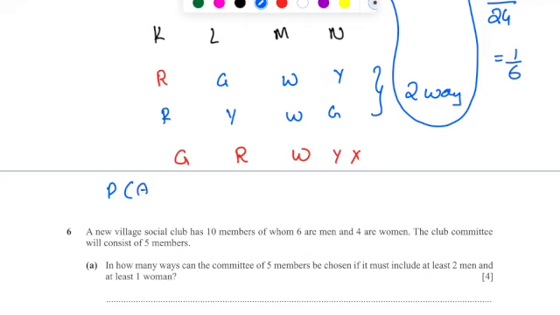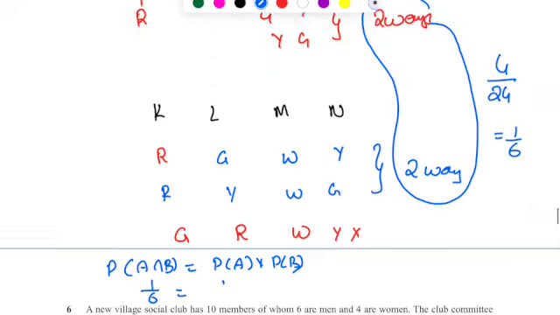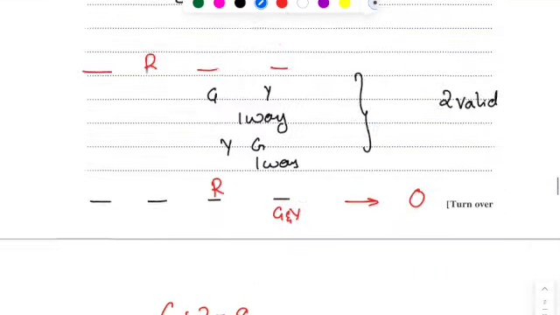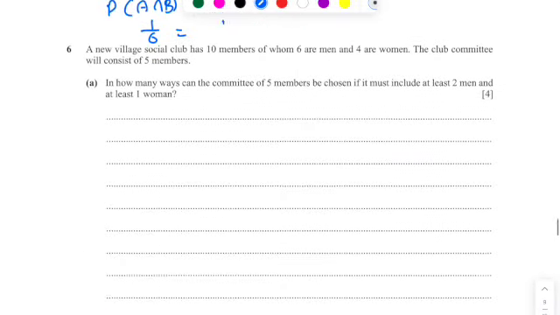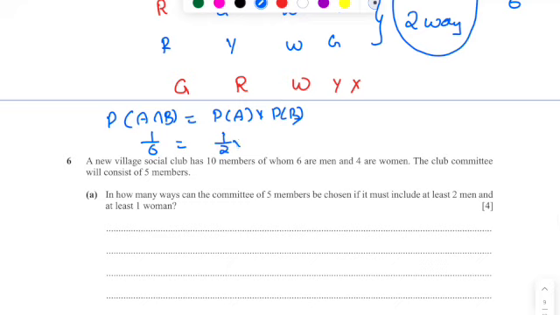So the probability of A intersection B should be equal to the probability of A times the probability of B. So this is 1 upon 6. The probability of A was 1 upon 2 and B was 1 upon 3. 1 upon 2 times 1 upon 3. Are they equal? Yes, they are equal. So it is independent.